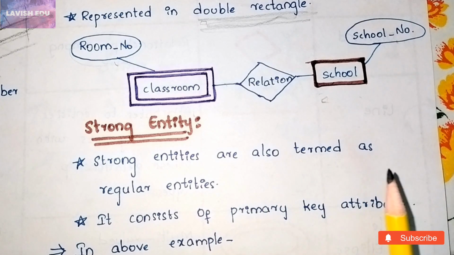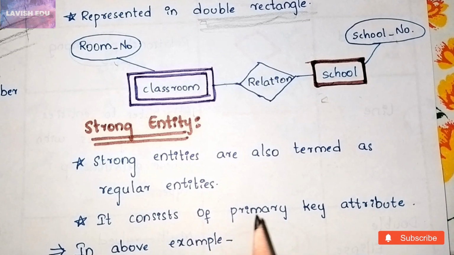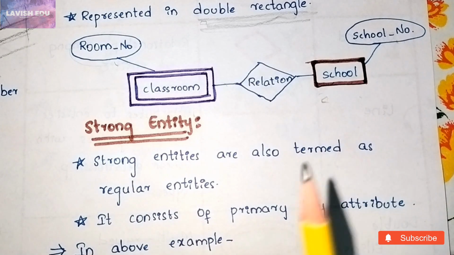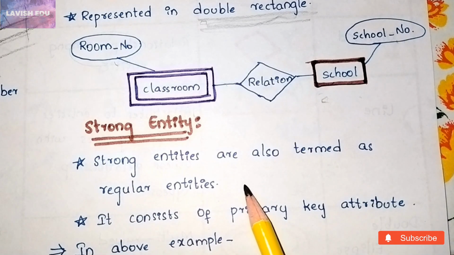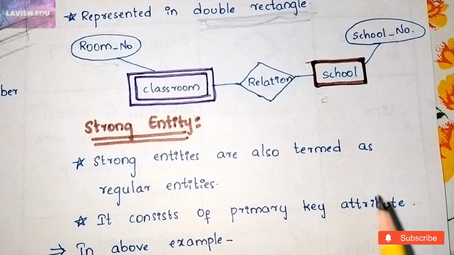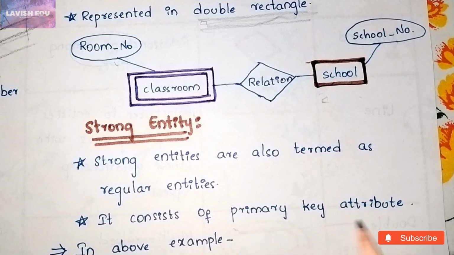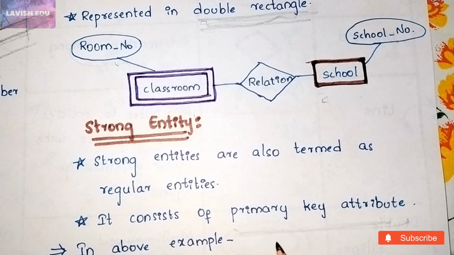Strong entities are also termed regular entities. They are the same as the normal entities we have seen before, but we term them strong entities because they consist of primary key attributes. Primary key attributes mean unique indexing of the data can be seen in strong entities.